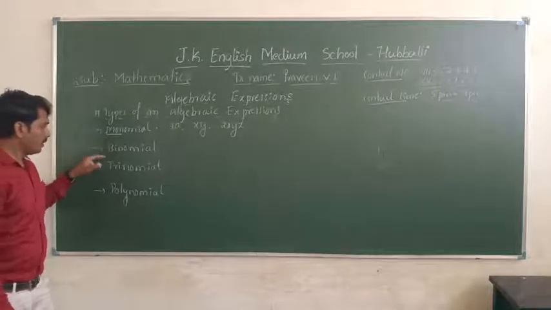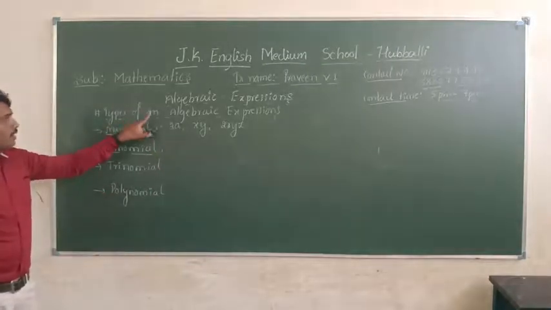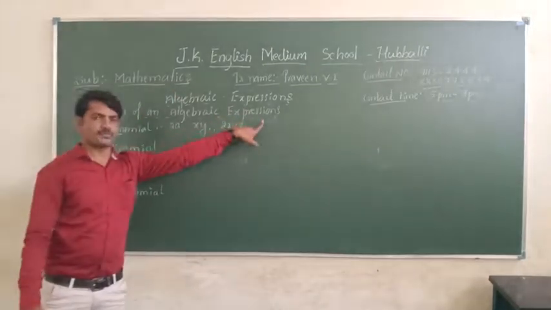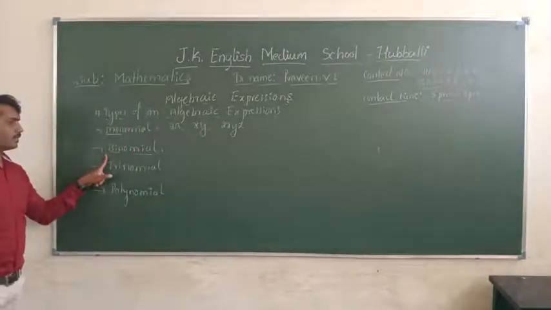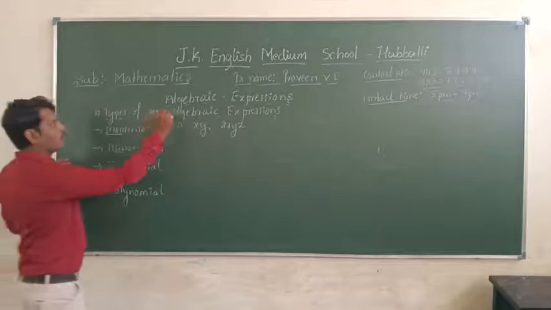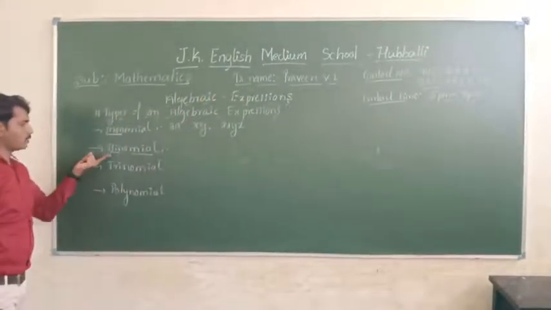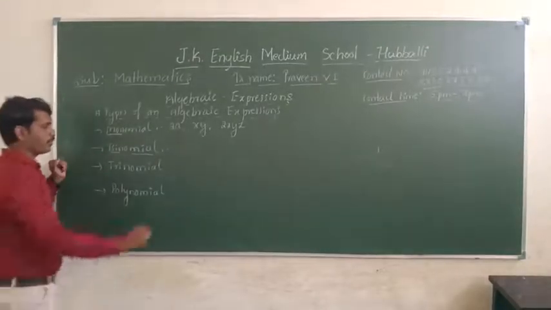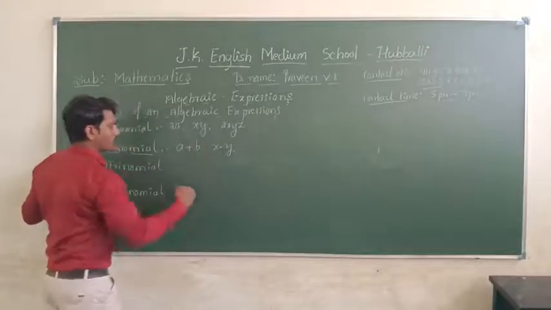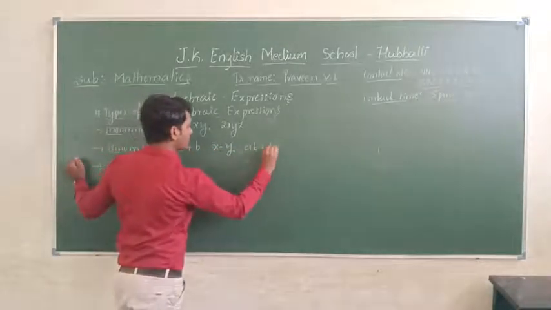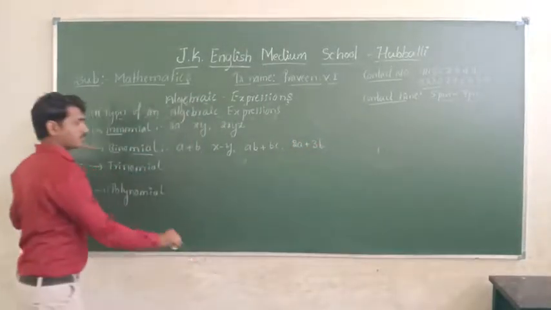So let us go to the binomial. Second one, binomial. What is meant by binomial? An algebraic expression which contains exactly two terms. So binomial is nothing but two. An algebraic expression which contains exactly two terms is called binomial. For example, a plus b, x minus y, ab plus bc, 2a plus 3b, etc.